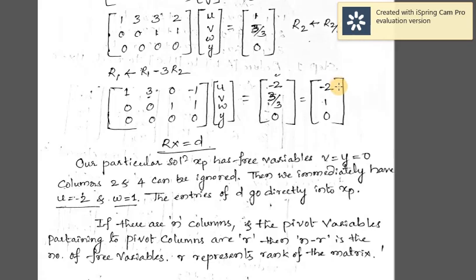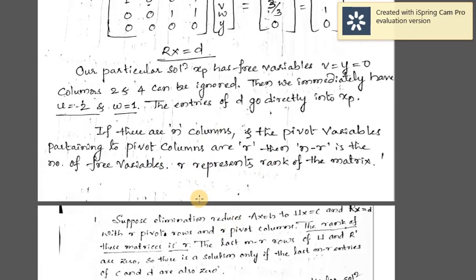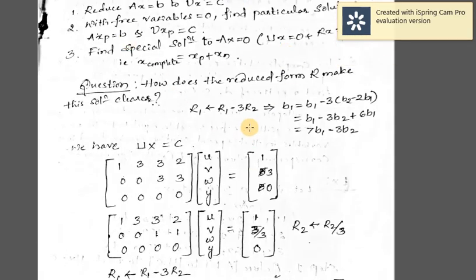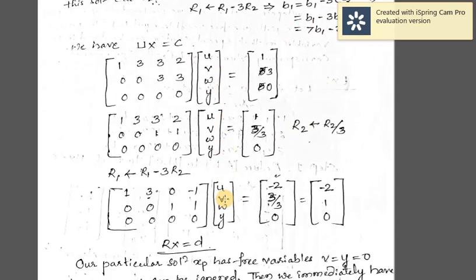If u and v were the pivot elements, then these could have been the values of u and v. But now here u and w are the pivot elements, so the u's value is this and w's value is this. So this gives us the particular solution. Now even instead of solving Ux is equal to C, we can go for solving Rx is equal to D. We can obtain the particular solution, and then we can go for the special solutions.